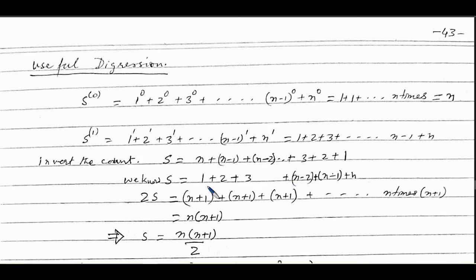So I have 2s, and I add now n plus 1. Here n minus 1 plus 2 will be again n plus 1. n minus 2 plus 3 will be again n plus 1. So how many n plus 1? n times it will be. So this is equal to n into n plus 1. Since it is 2s, I bring 2 here. So s is equal to n into n plus 1 by 2.